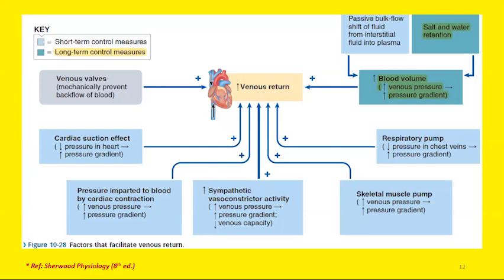So to summarize, the four main factors that affect cardiac output are: number one, venous return; number two, heart rate; number three, force of contraction of the heart. These three factors directly affect cardiac output. And the fourth factor is total peripheral resistance, which inversely affects cardiac output. And all the factors that affect venous return will eventually affect cardiac output as well.